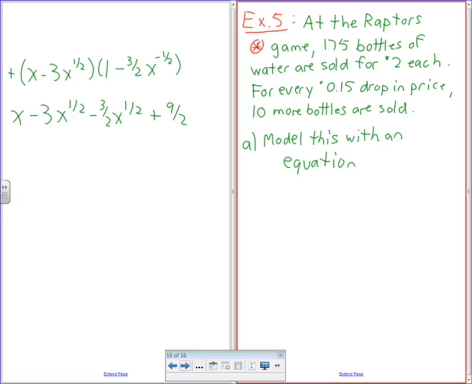Okay, what's x going to be in this case? Price? Nope. Number of price drops. So we're going to say let x equals the number of price drops. And I'm saying let R of x equals revenue.